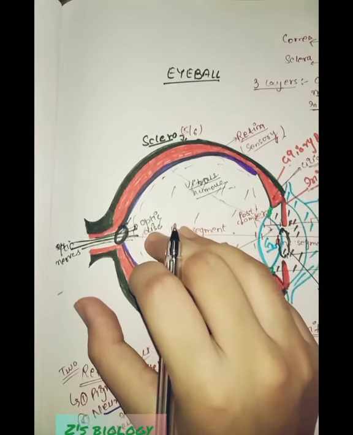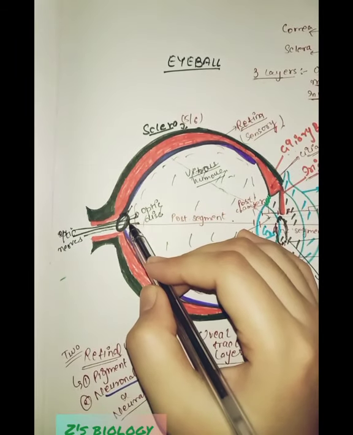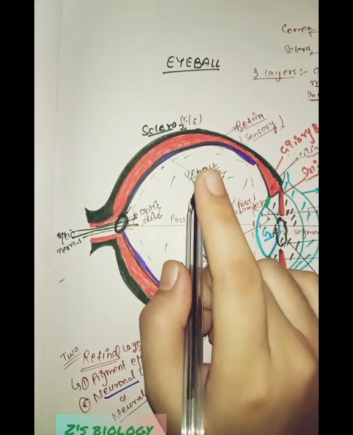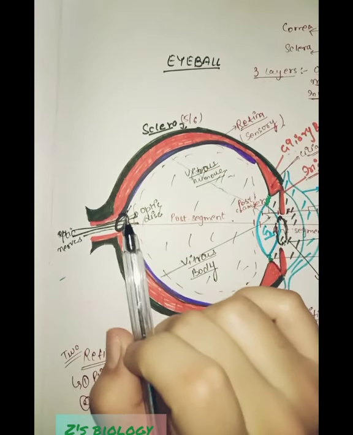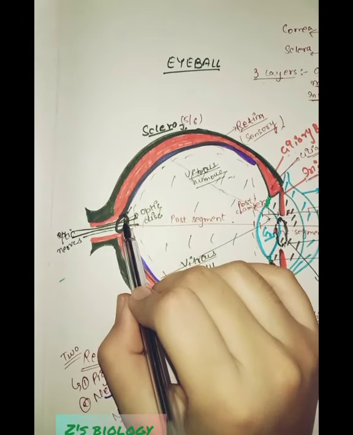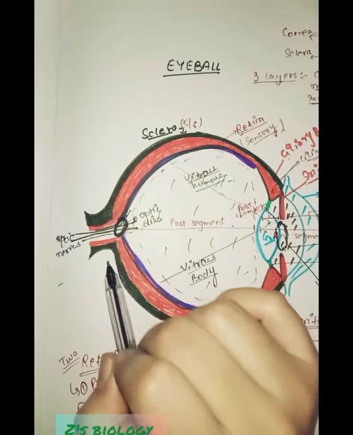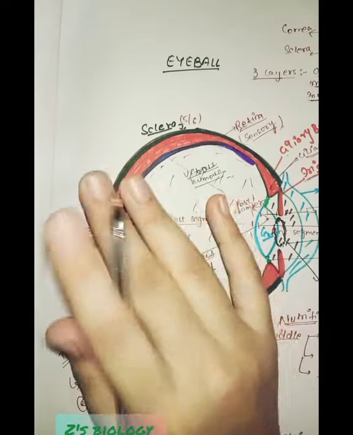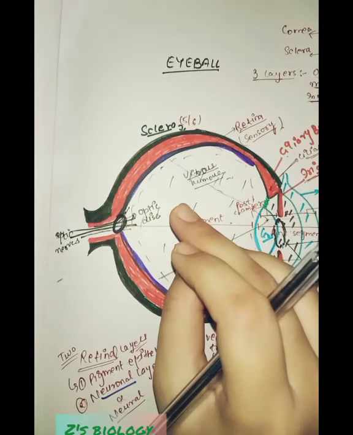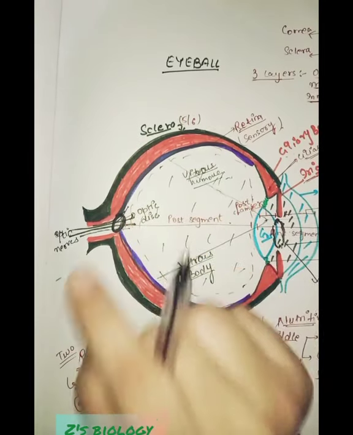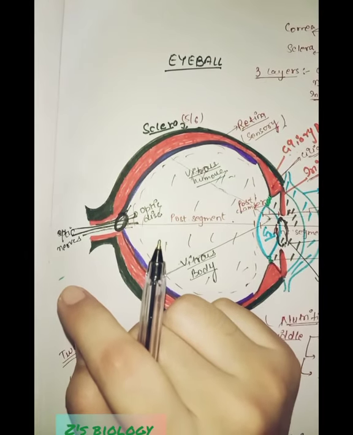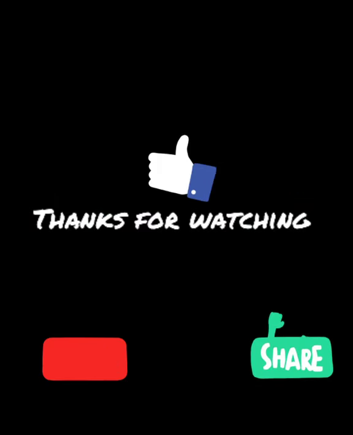In this region, the optic disc region, there are no photoreceptors, there are no rods and cones. This is not a light sensitive area, and hence it is also called the blind spot area of the eye. Yes, it is also called the blind spot because there are no photoreceptors, no rods and cones in this region, and it's called the blind spot of the eye.